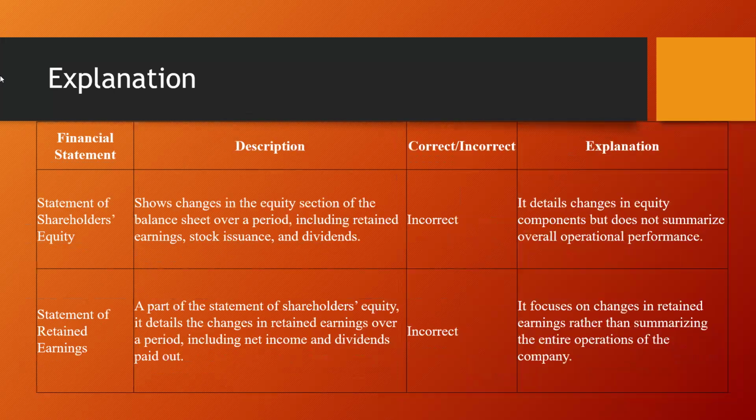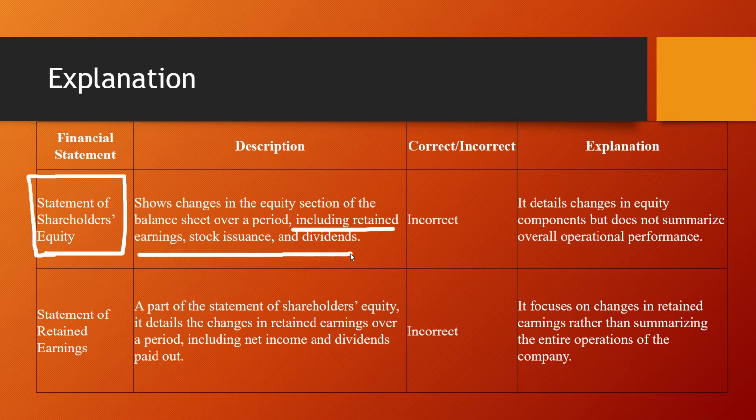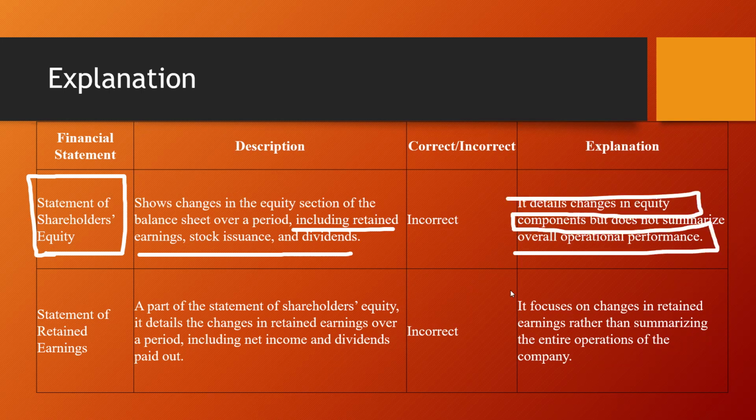What about the statement of shareholders equity? The equity section shows changes over a period of time, including the retained earnings, stock issuance, and dividends related to the shareholders. It's related to everything about the shareholders. It does not summarize the operational performance, but it has the input, like the net income values and retained earnings accumulated over a period of lot of years. So it's for a period, but it does not show the operational performance, because it shows the changes in the equity.